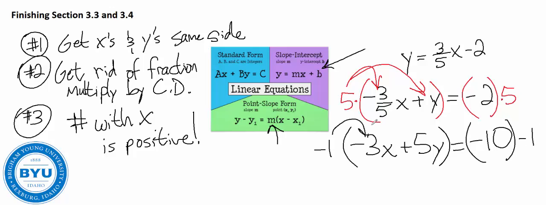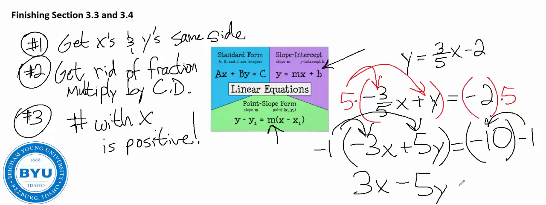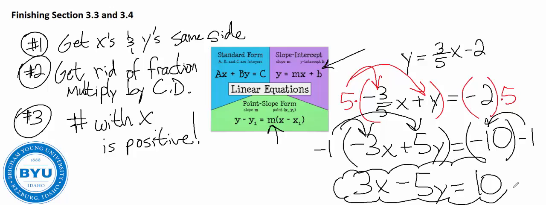And when I do that, this is going to become positive 3x. This is going to become negative 5y. And this is going to become positive 10. And that right there is standard form. Ooh, I like standard form because that's what we're going to be using in chapter 4 for solving systems of equations. So basically, lines can be written 3 ways. They can be written in point-slope form, they can be written in slope-intercept form, and they can be written in standard form.